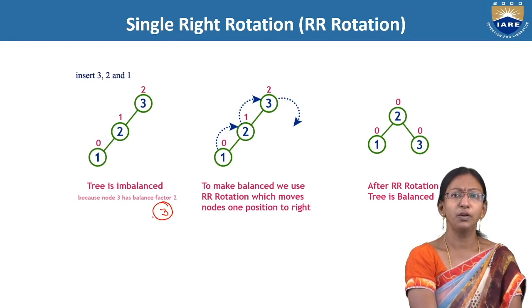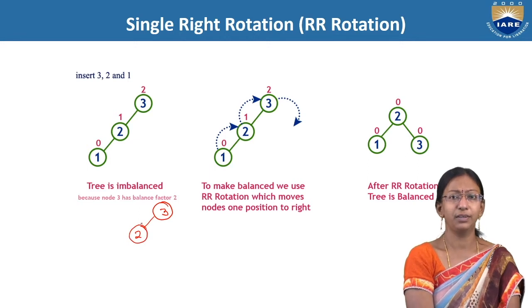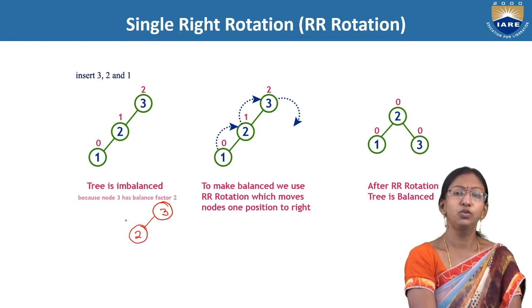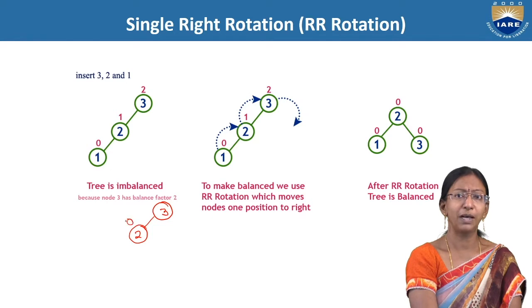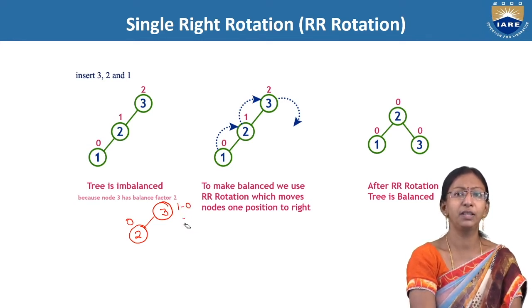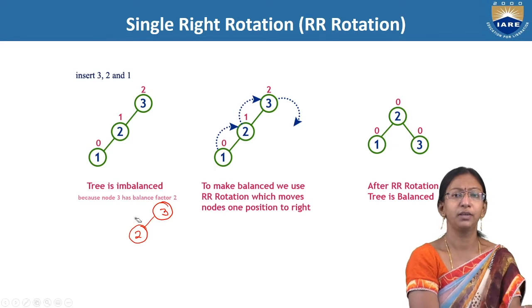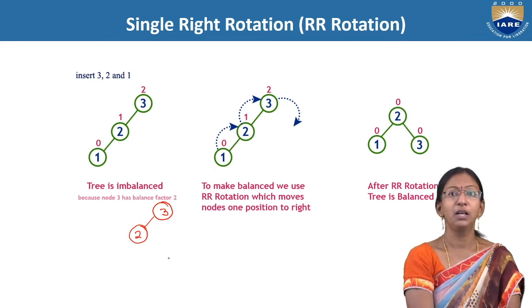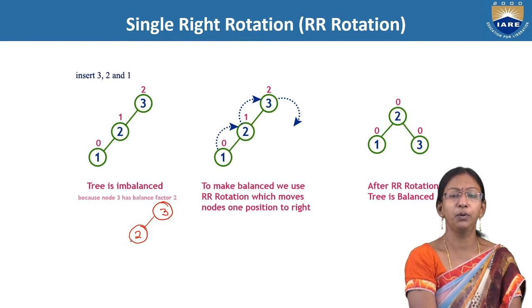Insert 2. As 2 is lesser than 3, I'm going to insert it in its left. Calculate the balance factors. 2 is a leaf node, so its balance factor will be 0. Coming to 3, its balance factor is 1 minus 0, which is 1. It doesn't violate the rule of AVL. Everything is fine till now. The story is going very smoothly. Now the value 1 comes into the picture and 1 is inserted as the left of 2. Let's calculate the balance factors.